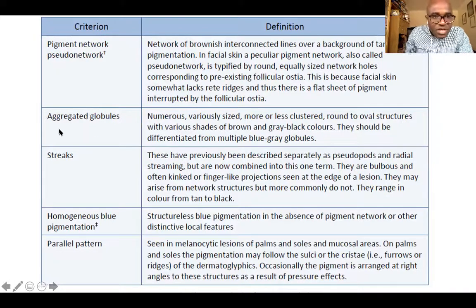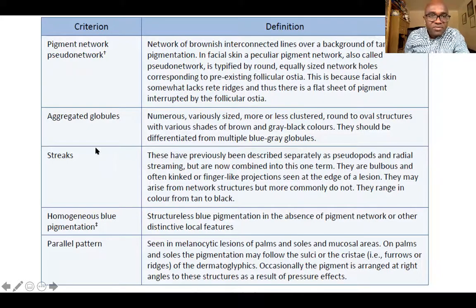Another diagnostic feature of a melanocytic lesion is aggregated globules. These are rather numerous, of various sizes, more or less clustered, round to oval structures with various shades of brown. They could be gray to black in color, and they should be differentiated from the multiple blue-gray globules that I described in BCC. So when you see BCCs, when we come to them, you should be able to differentiate between blue-gray globules as opposed to the aggregated globules, which are usually brown, gray, or black in color.